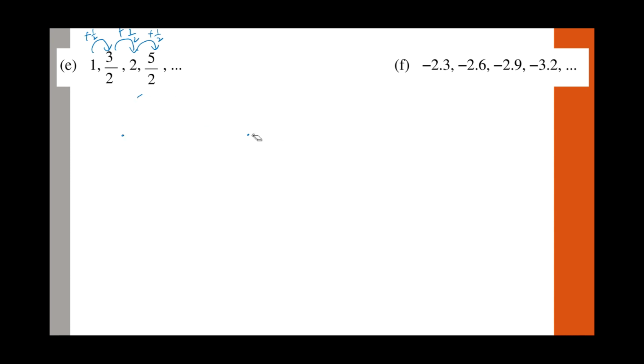How are we going to describe it? Add 1 over 2. Yes, very good. Add 1 over 2 to the previous number. Okay, now we look at F here. This one is in decimal, it's easier. So negative 2.3, after that negative 2.6, negative 2.9, negative 3.2. Okay, so how to get the next number?